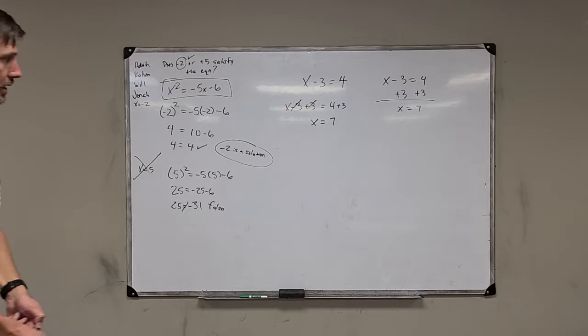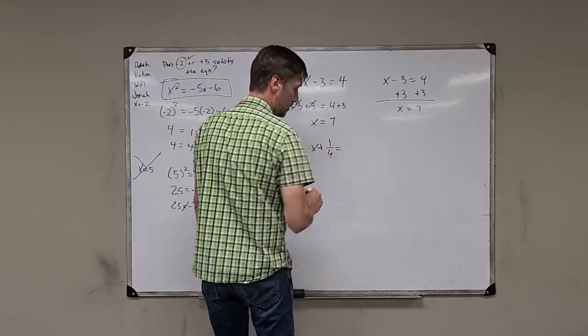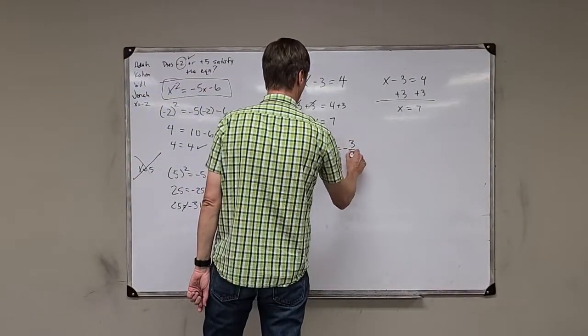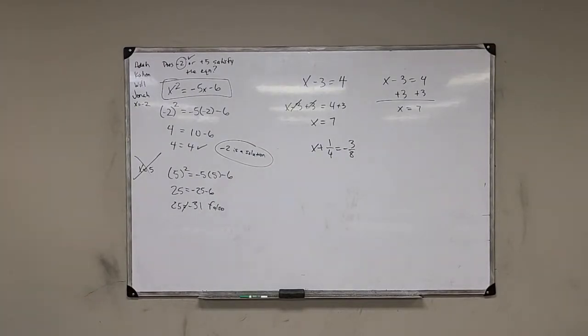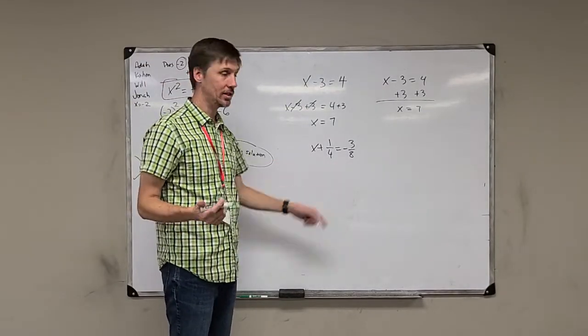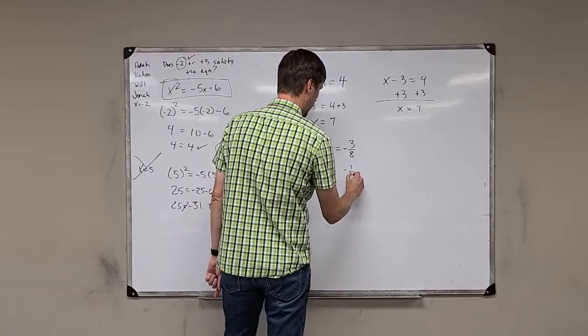So if we have something like this, x plus 1/4 equals negative 3/8, the way I'm going to solve for x is do what? Trying to solve for x means I want to get x by itself on one side, so I've got to get rid of this 1/4. And so what I'm going to do is subtract in this case. I'm going to subtract the 1/4 from both sides, right?